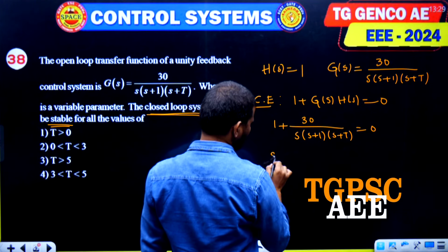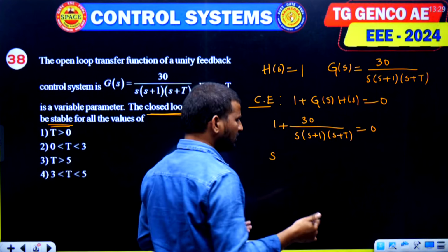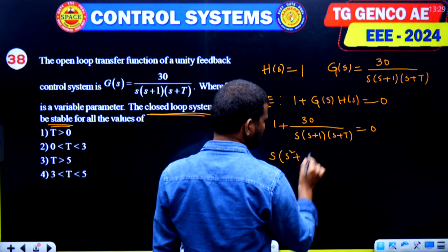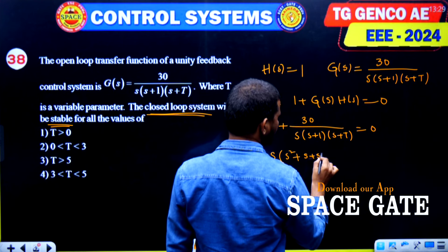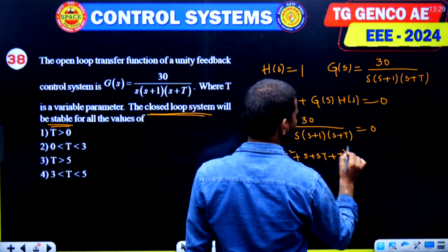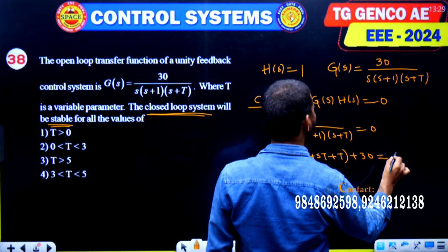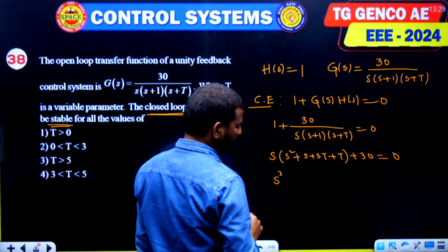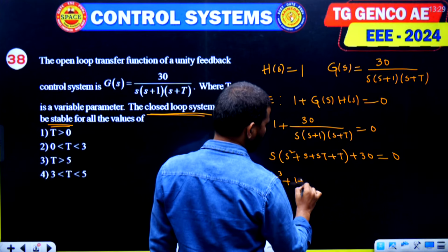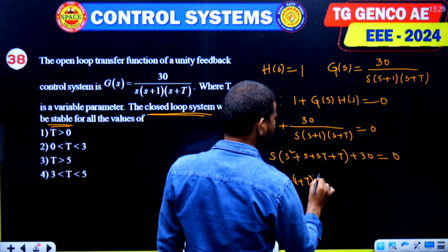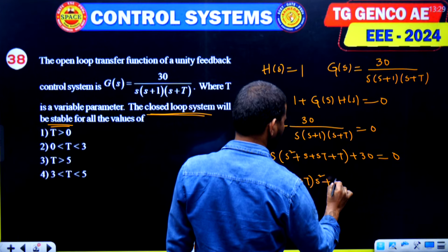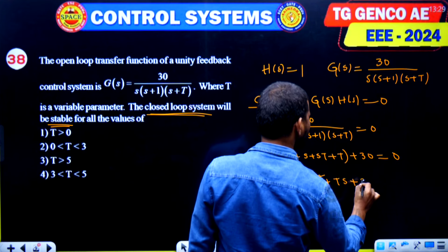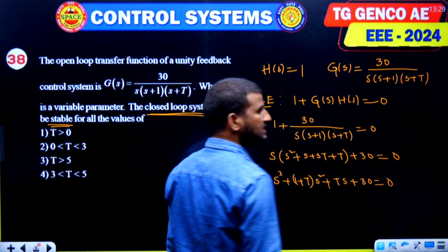So in this condition, our assumptions will be like taking the LCM here. If you multiply inside, it is going to be s square plus s plus s t plus t plus 30 is equal to 0. Then further, s cube plus 1 plus t into s square plus t into s plus 30 is equal to 0.